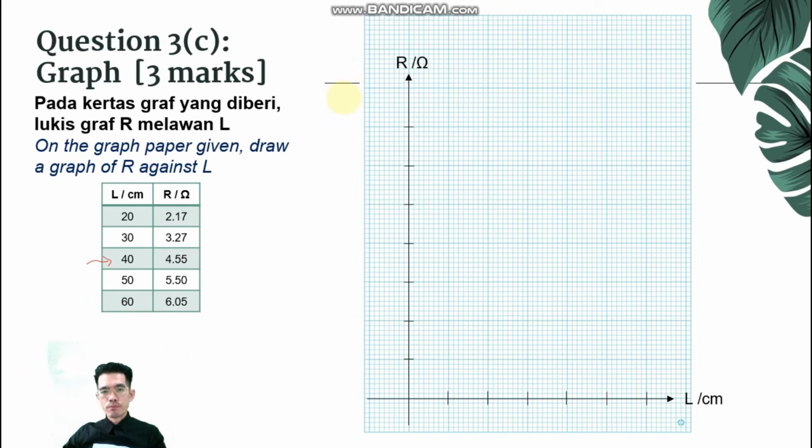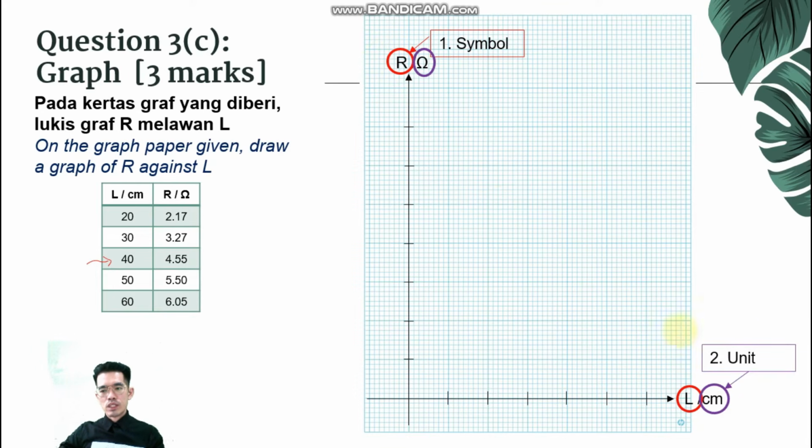Let's see together. The first, you have to mention the symbol at the Y and X axis. So here L represents length of wire, R represents the resistance. Second, you have to give the correct unit. L is in cm and the resistance will be in ohm.